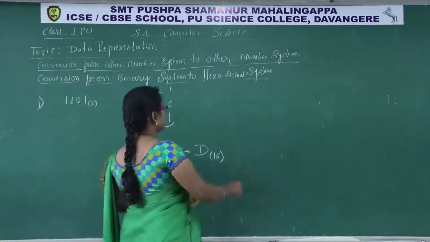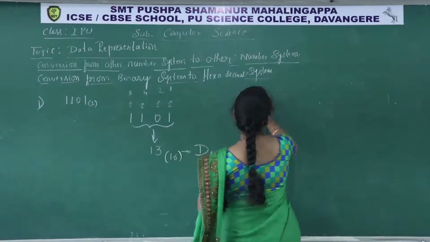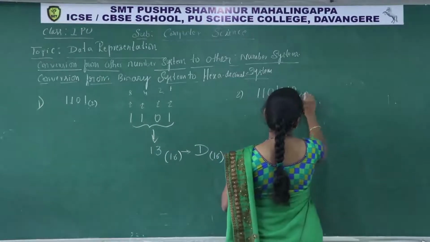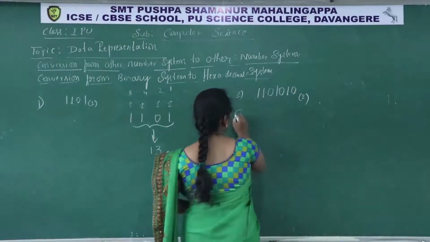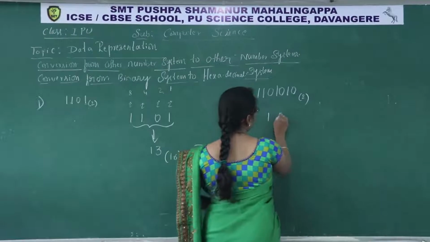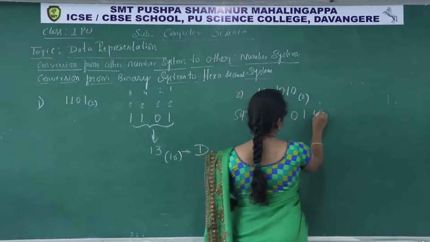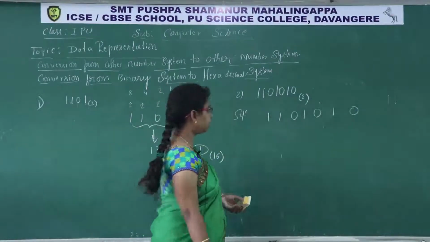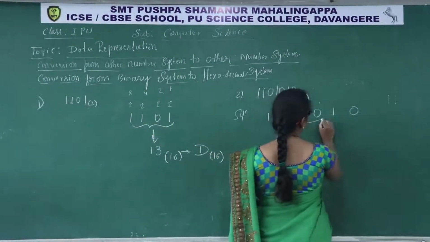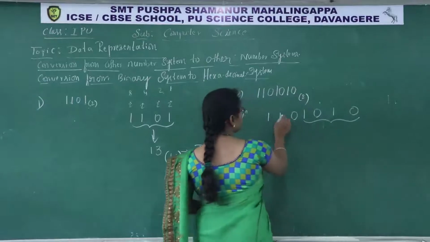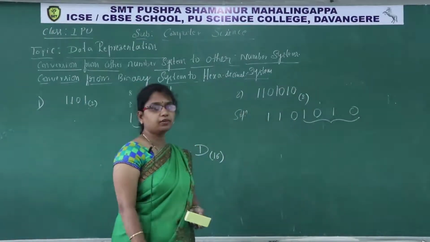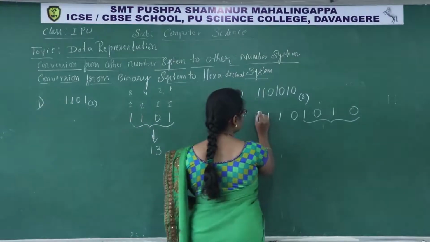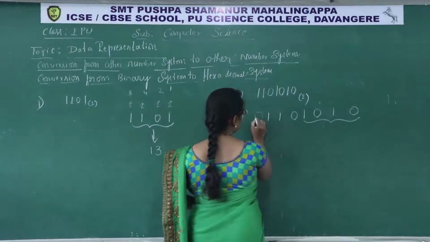Next, 11011010 base 2. Now the solution. 11011010. We should start from the LSB and make groups of 4 bits. Here 3 bits are left, and we need one more bit. Let us write a dotted 0 here. We have to add a dotted 0 to balance the bits.